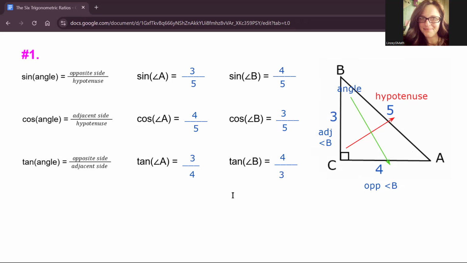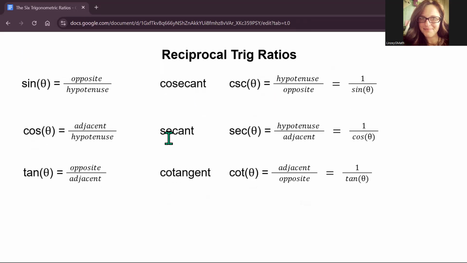Let's take a look at the reciprocal trigonometric functions. Reciprocal is the flipped fraction. Taking a look at cosecant, the reciprocal of sine. Sine is opposite over hypotenuse. Cosecant is the reciprocal, the flipped fraction, hypotenuse over opposite.